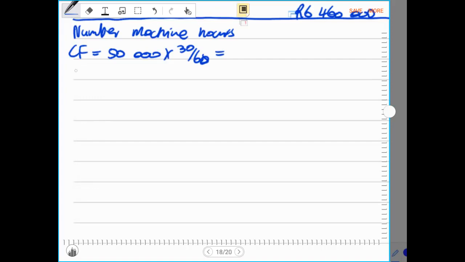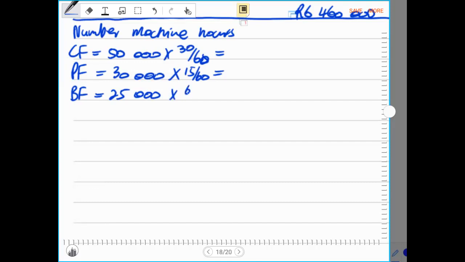Then this will give us time. Product PF, which is 30,000 units that they budget to manufacture, times 15 minutes out of 60 minutes. And product BF, they estimate to manufacture 25,000, times that by 6 out of 60 minutes.